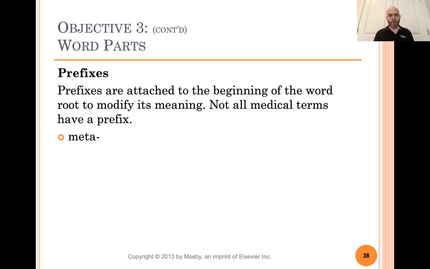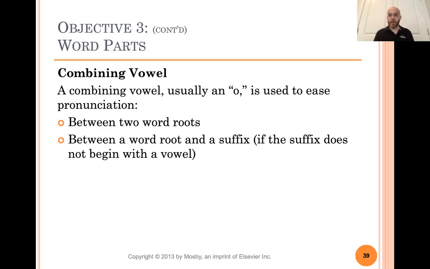Prefixes, we went through meta before, can mean a spread. Neo means new. So if I say neoplasm, so we had plasm in the last slide, plasm means growth, so a neoplasm is a new growth. And usually that's not something supposed to be there. You go get it taken care of. We've already went through combining vowels, and these usually don't even change the meaning of the word. It just makes it easier to pronounce.